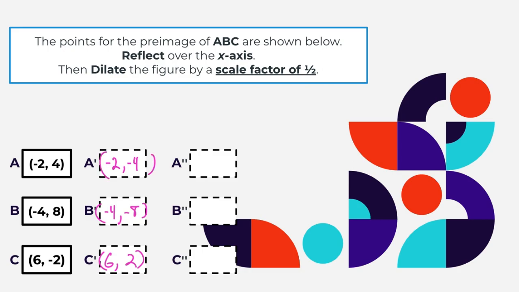Now we need to multiply everything by a scale factor of 1/2. So everything's going to get cut in half. So half of negative 2 is going to be negative 1. Half of negative 4 is going to be negative 2. Half of negative 4 is going to be negative 2. Half of negative 8 is going to be negative 4. 6 cut in half is going to be 3. And 2 cut in half is going to be 1.